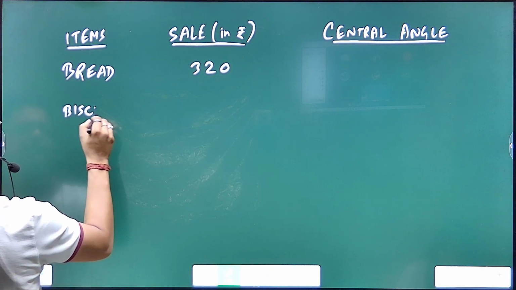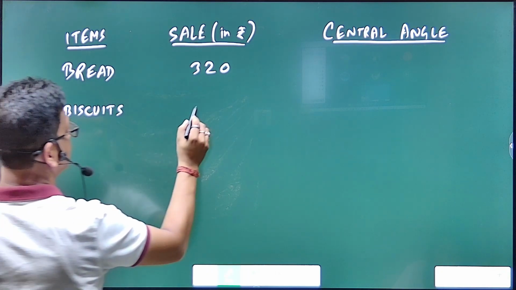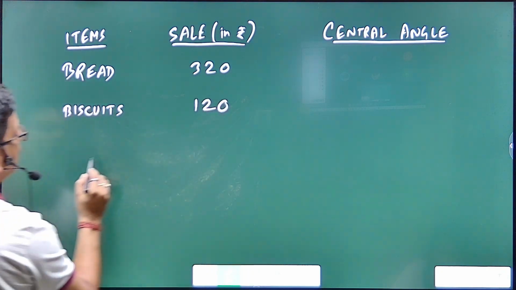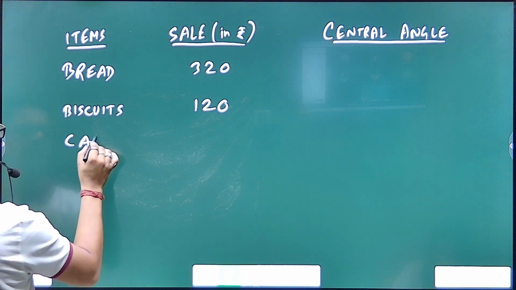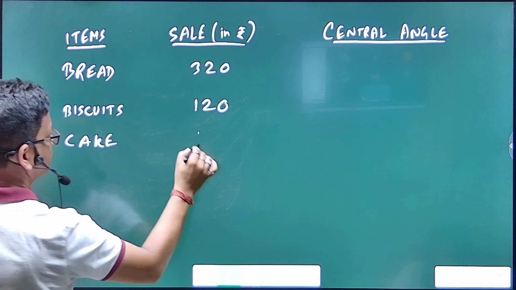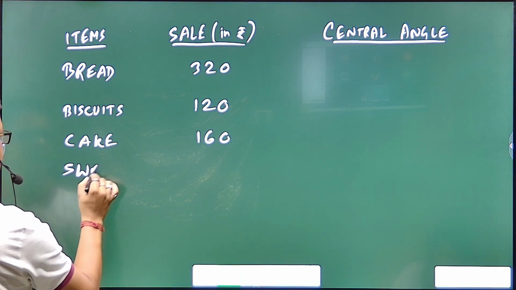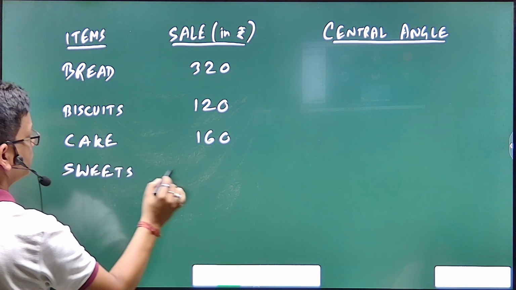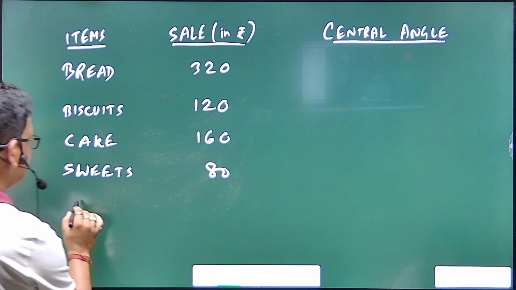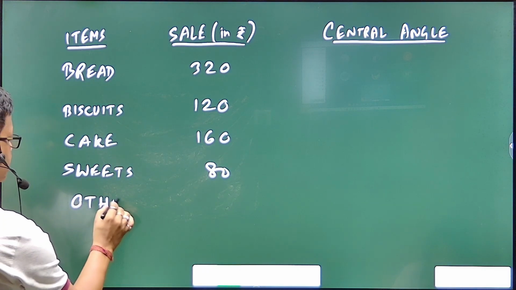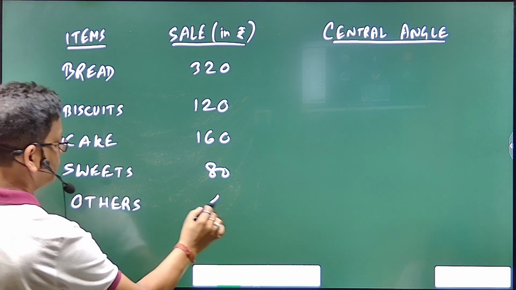Biscuits. How much? 120 rupees. Third? Cake. How much? 160 rupees. And sweets. How much was it? 80. And I think others? Yes. Others is 40 rupees. So this is the table.